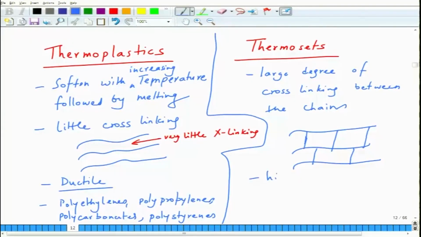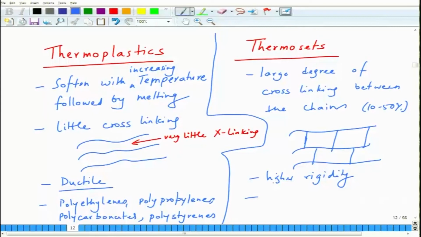So, higher rigidity, because these cross links do not allow the chains to move as freely as in a thermoplastic. So, the cross linking could be 10 to 50% of the total number of MERS. Okay. Nearly 50% of MERS can be cross linked, as high as 50% in a very heavily cross linked structure.